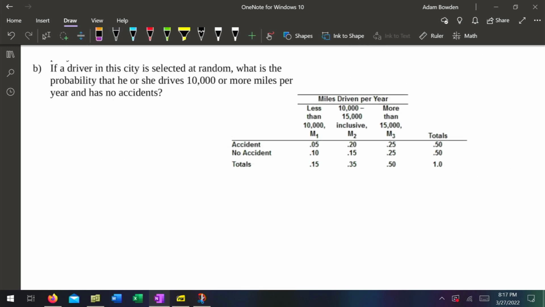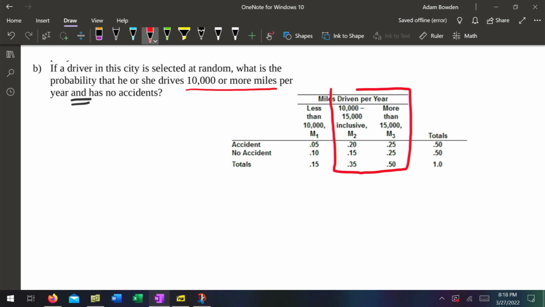On this one, we're going to talk about if a driver in the city is selected at random, what is the probability that they drive 10,000 or more miles per year and had no accidents? So we're going to key in especially on that word "and" that we have here. Okay, so first off, let's talk about the 10,000 or more miles. Let's see where we get that from the data. The data for 10,000 or more miles are the two columns over here.